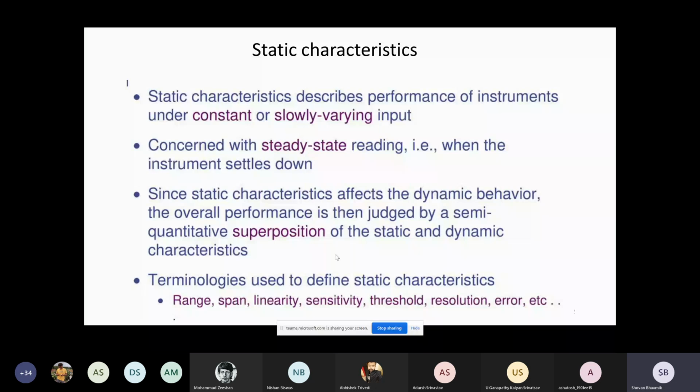So there are many terminologies and many parameters through which you can describe the performance characteristics due to static input. For example, range, span, linearity, threshold, resolution, error, and many more. One thing before going into detail: I will ask you to note that there are many terms which seem very similar, but they are not in the engineering sense. They seem similar if you see the dictionary, but in the engineering sense, they are slightly different. You need to know all those things.